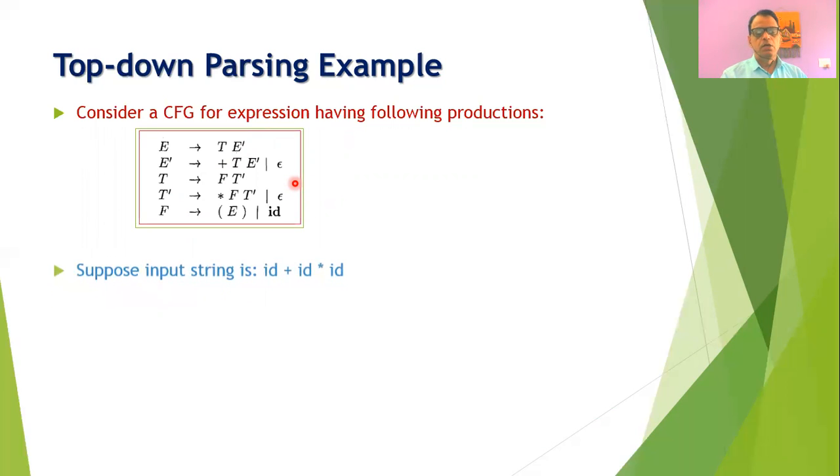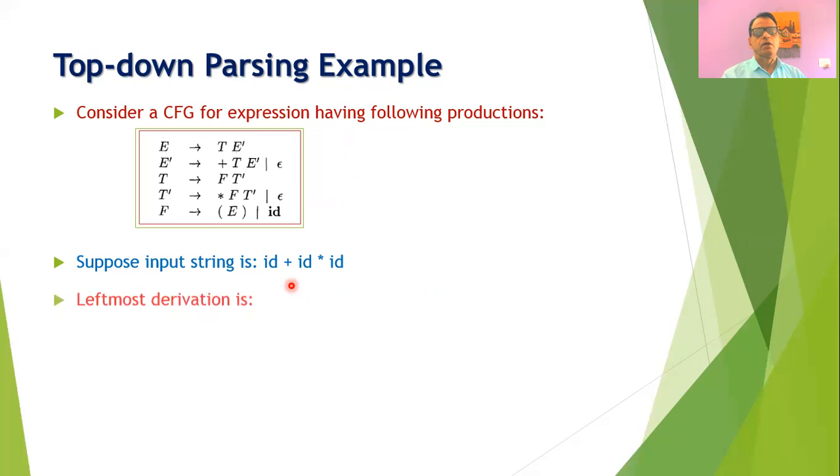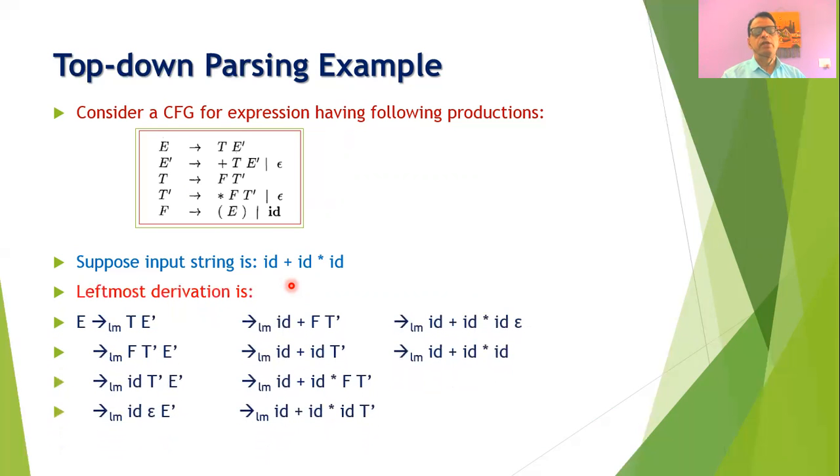Now suppose we have been given the input string ID plus ID star ID. We can easily check by using top-down parsing whether the input string belongs to the grammar or not. For such a case, we need to perform the leftmost derivation. So in order to perform the leftmost derivation, we will start from the start symbol. E is defined as TE dash. And whenever we are doing the leftmost derivation, we will write LM, so it indicates that it is a leftmost derivation.